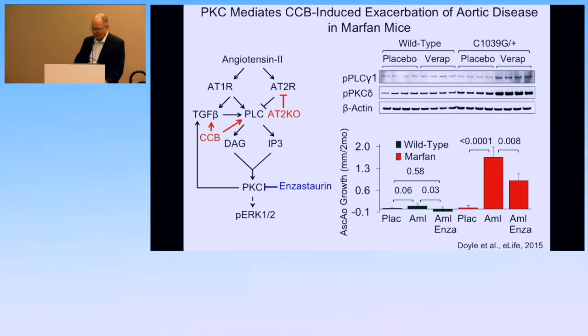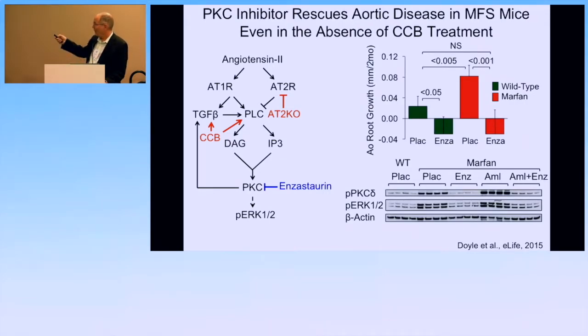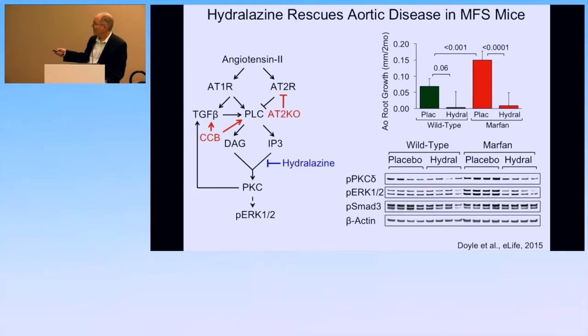So to answer that question, we decided to treat Marfan mice with enzastorin that had not been treated with calcium channel blockers. And here we saw, in fact, the best therapeutic response we've ever observed, with a slight but significant regression in aortic size over time, with clear evidence for suppression of PKC and ERK activation. Now, if this is true again, we predicted that the FDA-approved antihypertensive agent hydralazine would be protective, because it's known to work, at least in part, by blocking IP3-mediated PKC activation.